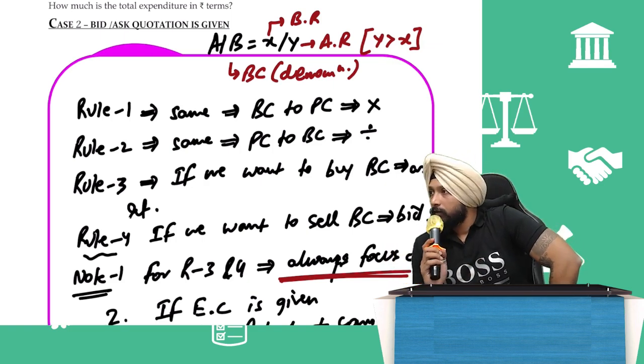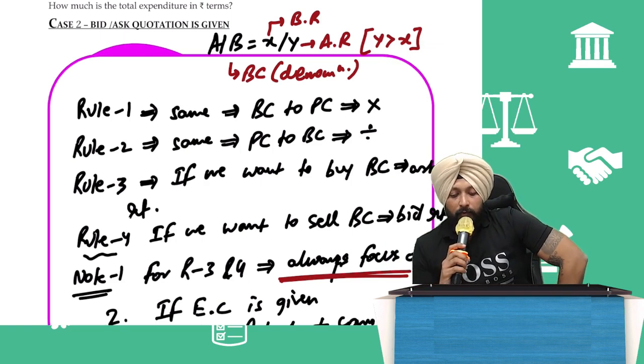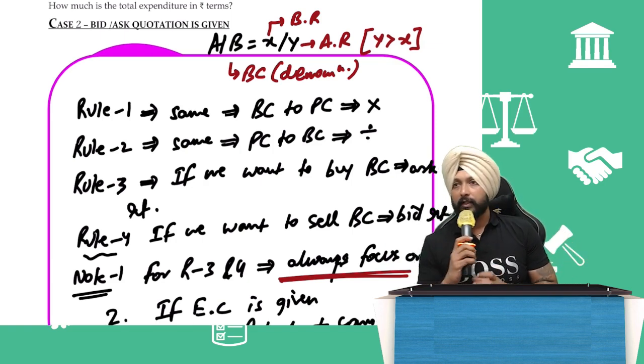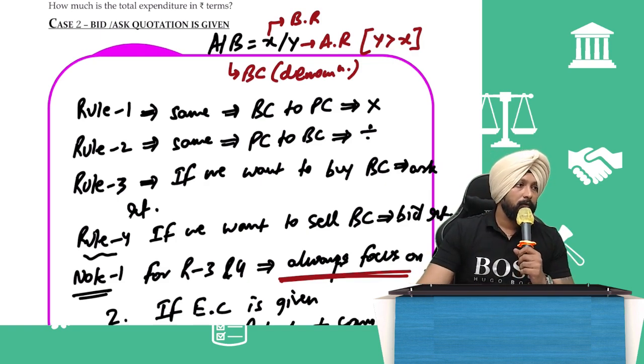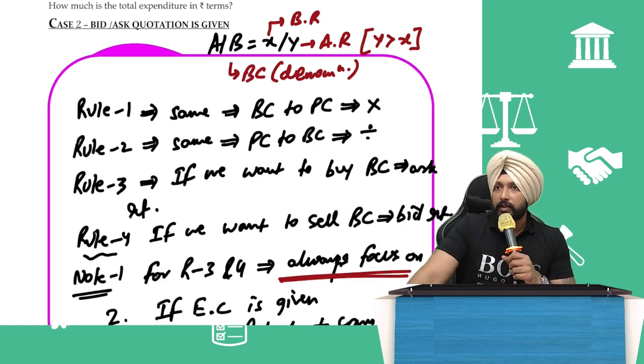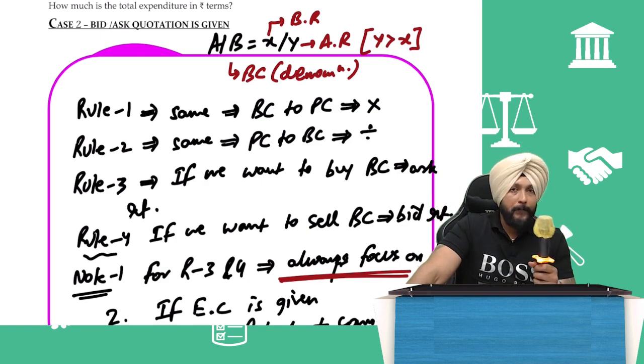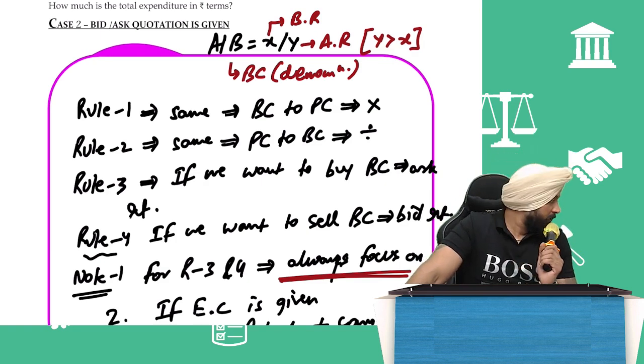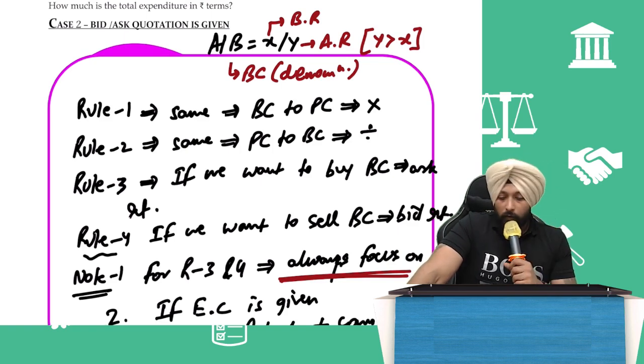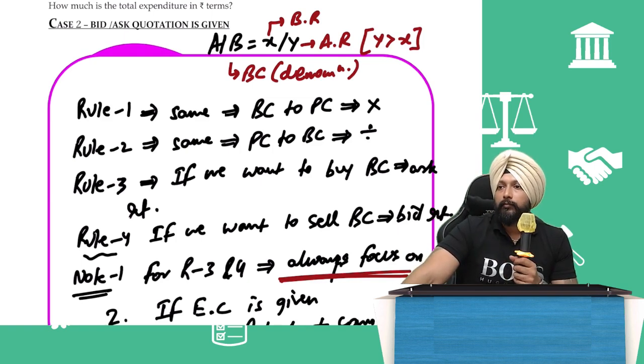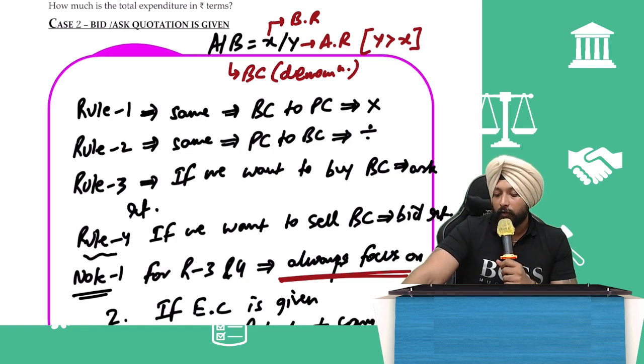Done? So you can just write rule number 1. From base currency to price currency, we always multiply. Rule number 2. From price currency to base currency, we always divide.